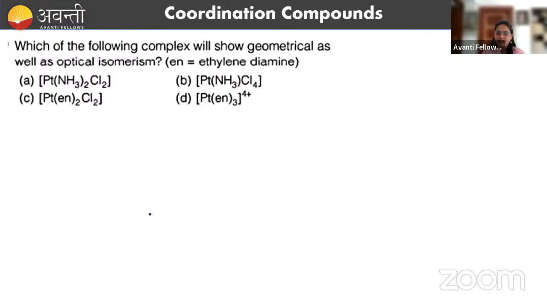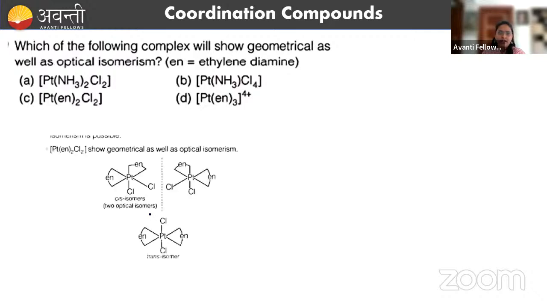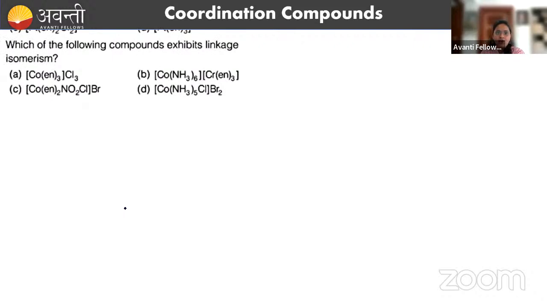Okay, try to do that. Okay, answer will be what? Platinum, En2Cl2. That is option C is the correct answer here. It is going to show cis and trans isomer also, but the cis isomer will be optically active. Okay. Next, which of the following compounds exhibit linkage isomerism?